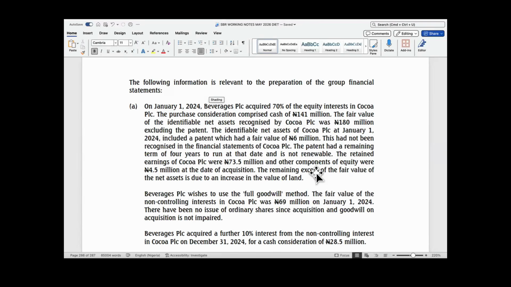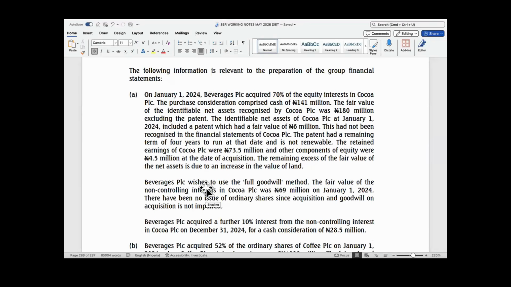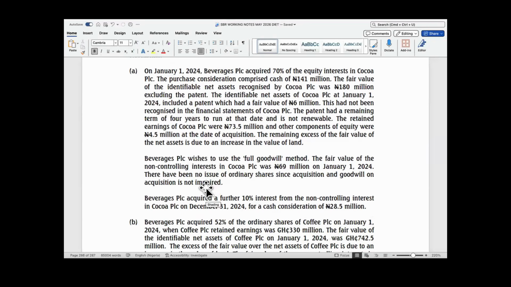And finally, we're told that the remaining excess of the fair value of the net asset is due to an increase in the fair value of land. And also, I'm told that Beverages uses the full goodwill method. Okay, let me stop here a little bit. Just for curiosity, can anyone tell me, when they say it is using the full goodwill method, what does that mean?